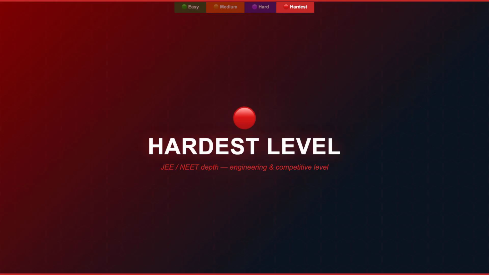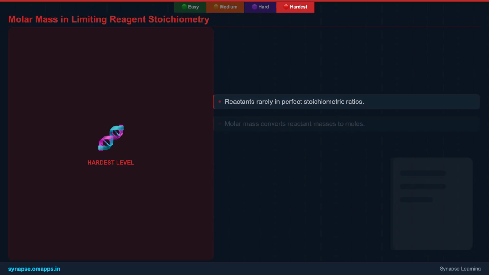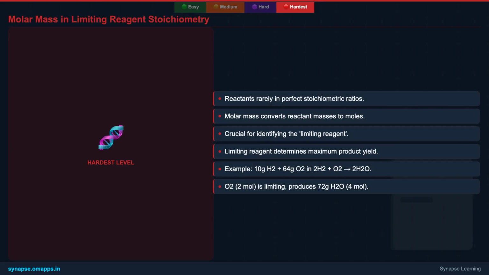Welcome to the ultimate challenge. Here, we'll explore the mole concept at a competitive level, delving into its historical context, advanced calculations, and engineering insights. The mole concept has a rich history. Early pioneers like Dalton, Gay-Lussac, and Avogadro laid the foundational ideas about atoms and their relative amounts. Cannizzaro's work in the mid-19th century was crucial in standardizing atomic and molecular weights.